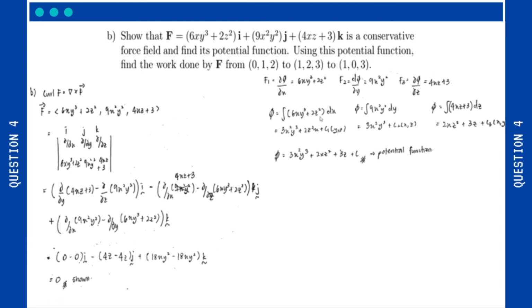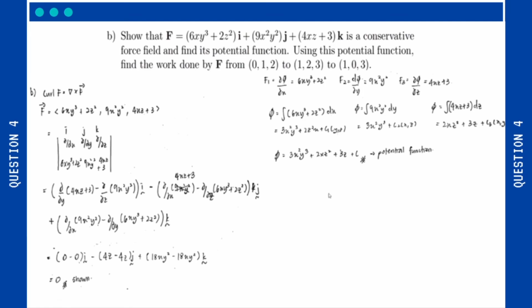6xy cubed plus 2z squared with respect to x. So we will get 3x squared y cubed plus 2z squared x plus c1. And for element 2, we will get 3x squared y cubed plus c2 xz. So for the integration of the third, f3, we will get 2xz squared plus 3z plus c3. So the final answer, phi is equal to 3x squared y cubed plus 2xz squared plus 3z plus c.